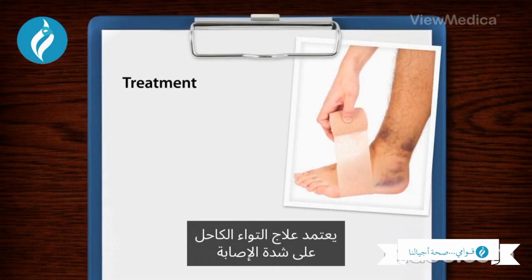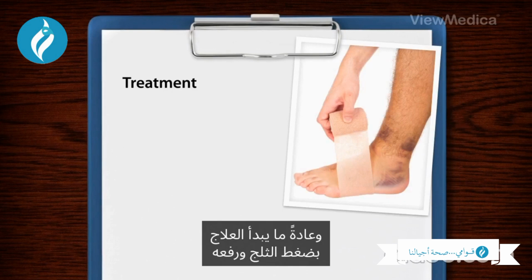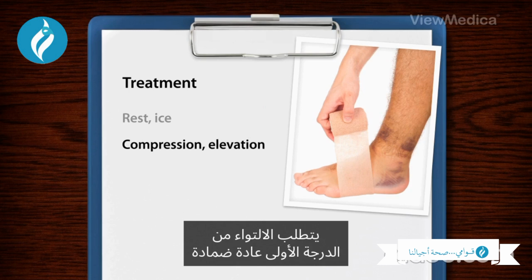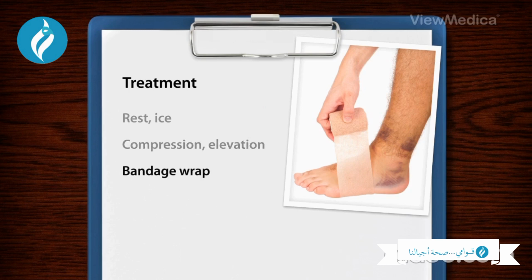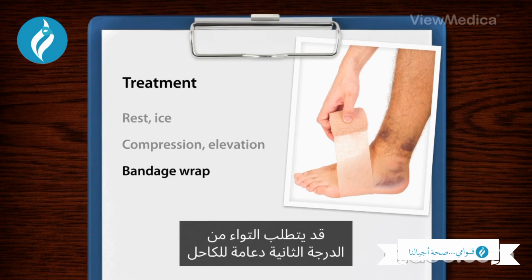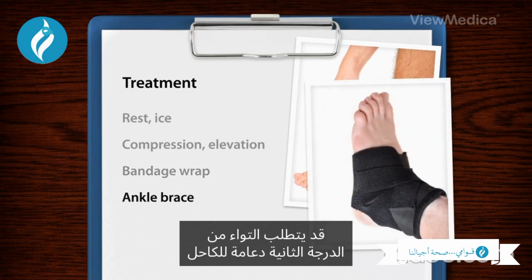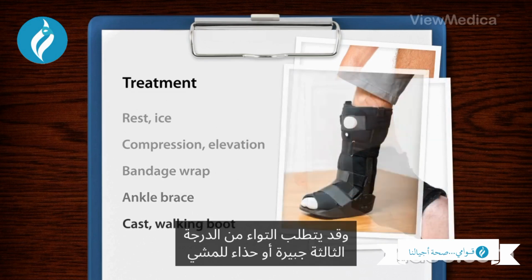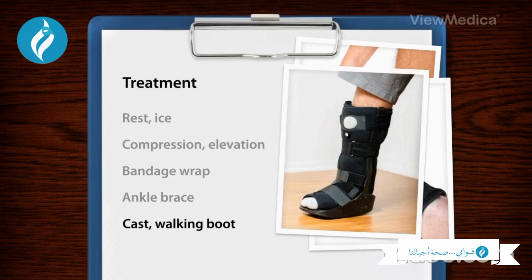Treatment for an ankle sprain depends on the severity of the injury. Treatment usually begins with rest, ice, compression, and elevation. A first-degree sprain typically requires a bandage wrap. A second-degree sprain may require an ankle brace. A third-degree sprain may require a cast or walking boot.